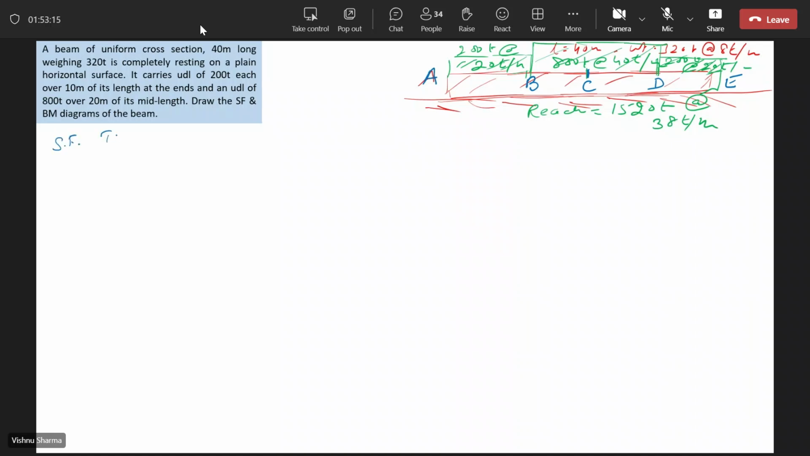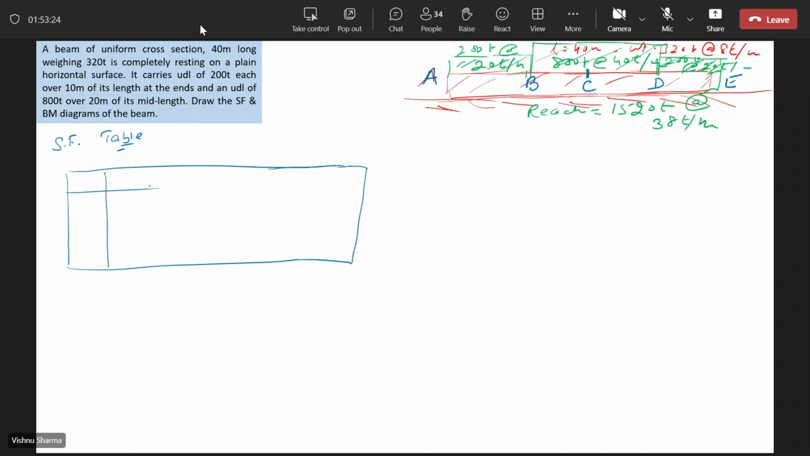Can you quickly make the SF table for these 5 points? If you've made it for 4, no need to make it again. Don't worry. Don't redo it. You can compare the 4 points you've taken. The 5th will be automatically right. Akash, if you're done with 4 points, it's perfectly fine. If you have taken 4, it's okay. A, B, C, D, and E.